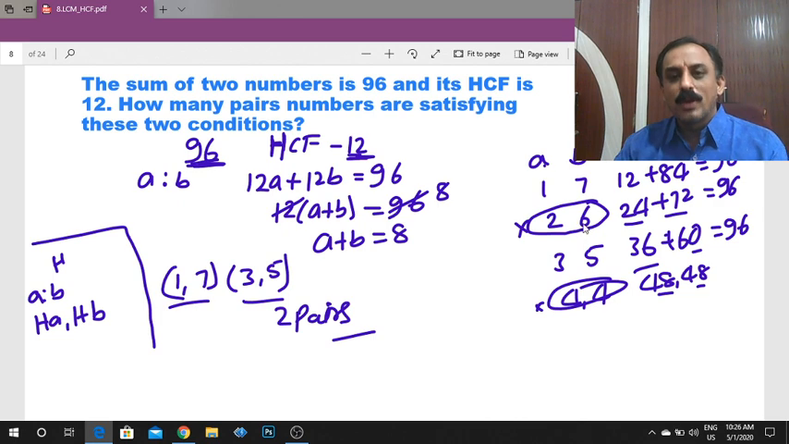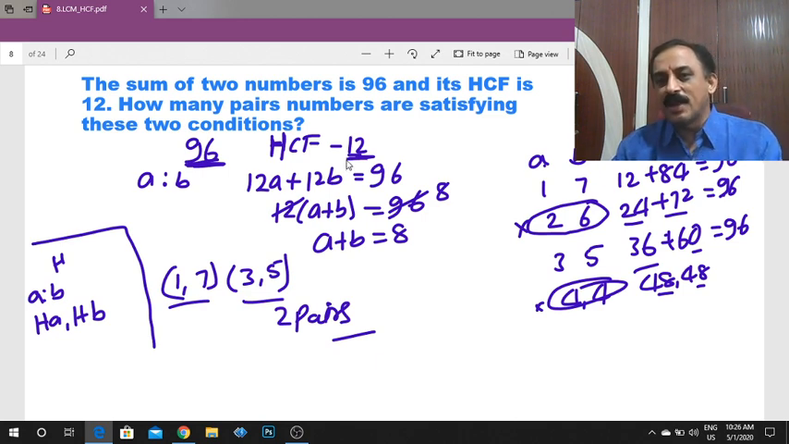And if you take 2 and 6, 2 plus 6 is also 8. A value 2, B value 6. Then the two numbers will become 12 into 2, 24, and 12 into 6, 72. 24 plus 72, 96. So 24 and 72 are satisfying this condition. The sum of the two numbers is 96, but its HCF is not 12.